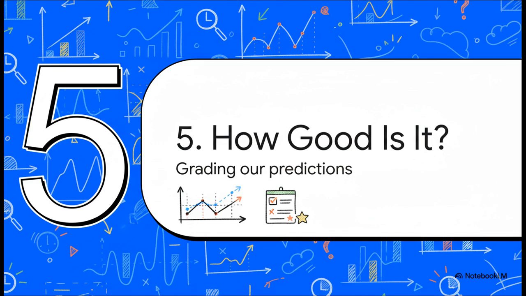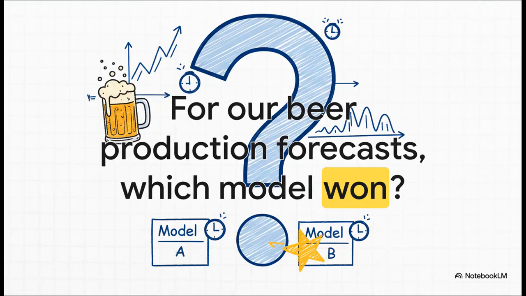So, we've made our forecasts. And now, the moment of truth. How do we actually know if they're any good? It's time to grade our own homework. Okay, so our eyes told us the seasonal naive model looked the best on that beer chart, right? But we can't just go on looks. We need to prove it with cold, hard numbers. So which one really won?